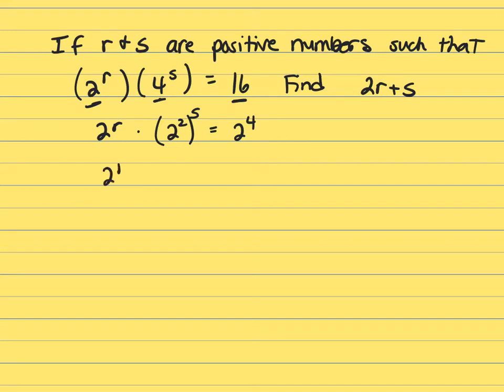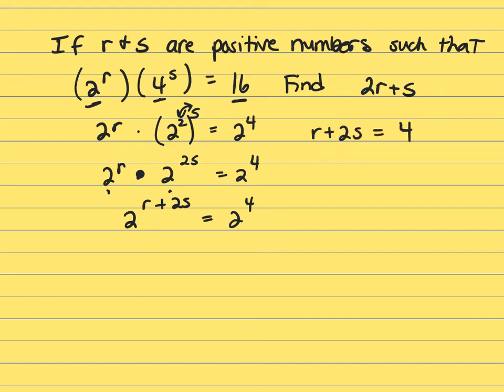So you've got 2 to the r times 2 to the power to power, you multiply 2s, equals 2 to the 4th. So when you multiply like bases, you add your exponents. That's 2 to the r plus 2s equals 2 to the 4th. And we have a theorem that says if the bases are the same, you can drop the base and set the exponents equal to each other.